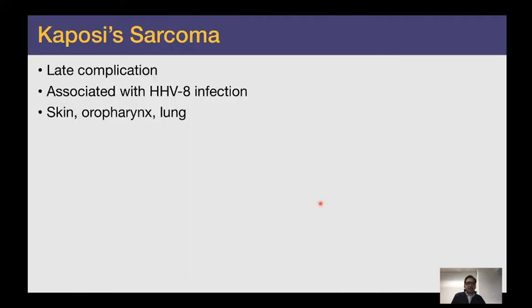And then Kaposi sarcoma. Kaposi sarcoma is associated with HHV8 infection, and this is a late complication. And typically, patients will have other sites of involvement in addition.